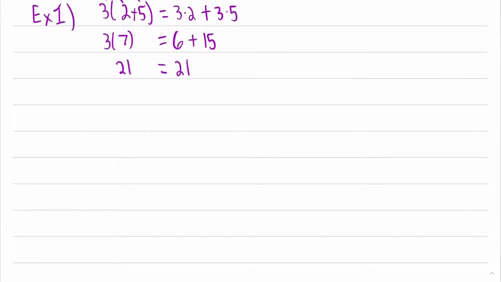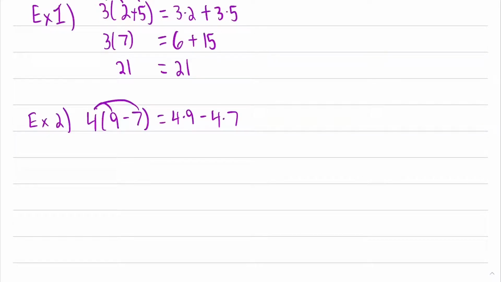Let's go to example 2. 4(9 - 7). That would be 4 times 9 minus 4 times 7. 4 times 9 is 36, 4 times 7 is 28. The difference between these two numbers is 8.